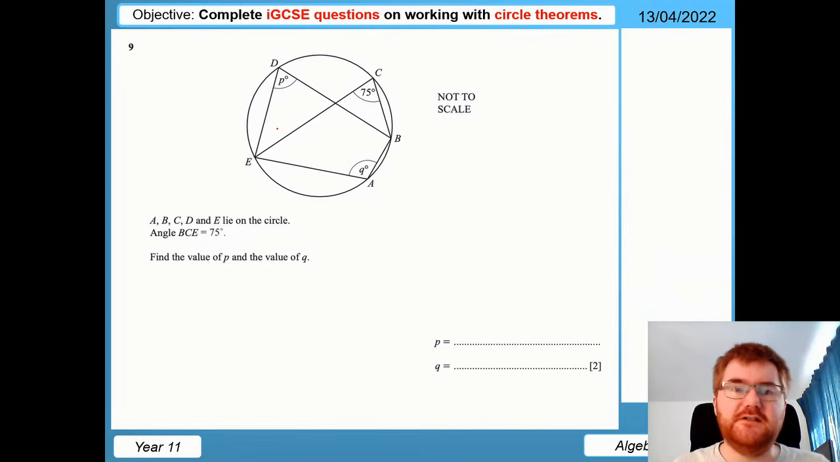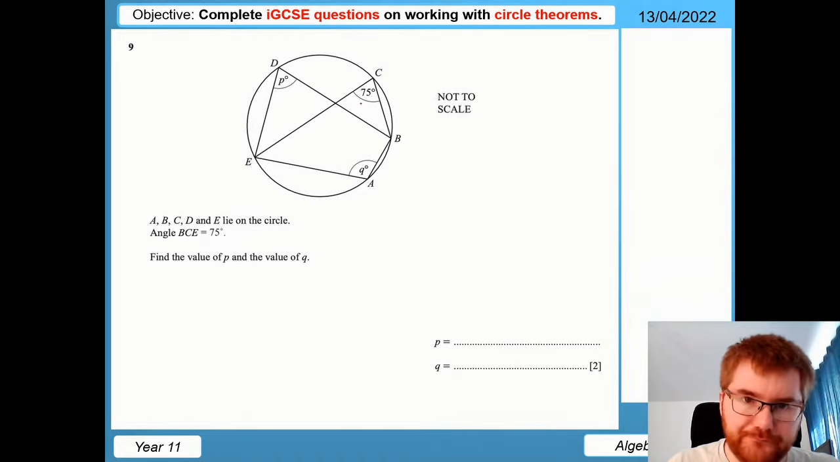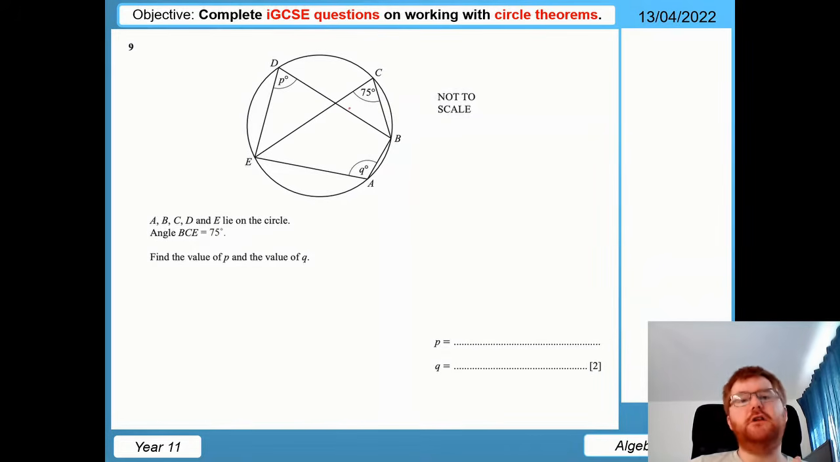Okay, let's continue. So we're on to question 9. This is one of the short answer questions that you get. So A, B, C, D, and E lie on a circle. Angle BCE is equal to 75, already marked in our diagram. And find the value of P and the value of Q.